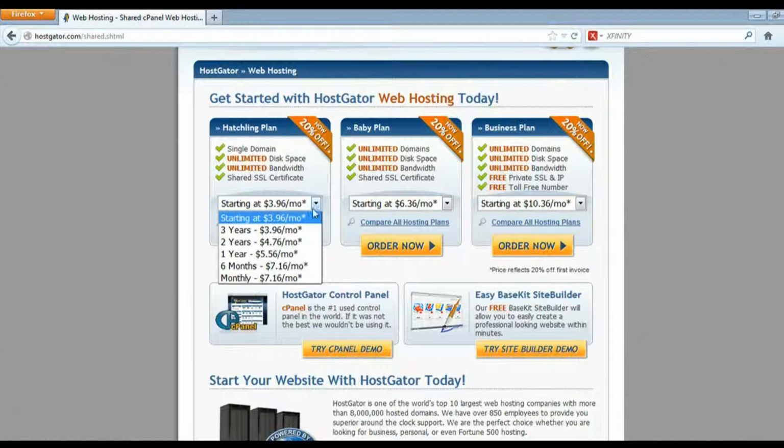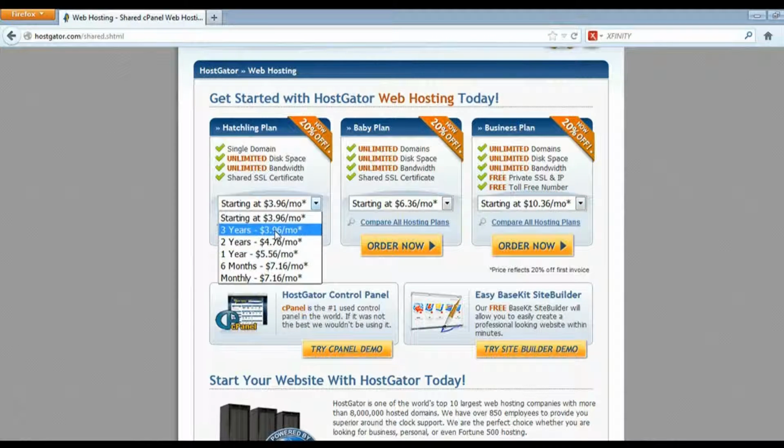Now these prices here where they say starting at $3.96 a month, that would actually be the lowest price they go to if you lock in for 3 years. Meaning you take that price of $3.96 or this price of $6.36 or this price of $10.36 and you multiply it by 36, because that's your price per month. So that's kind of what that price structure means.